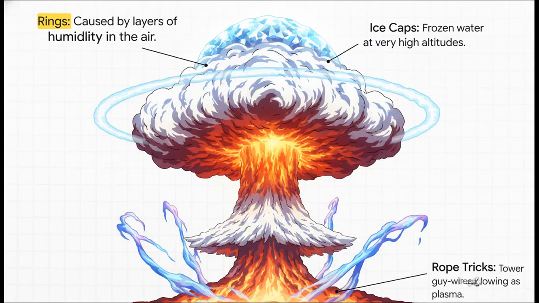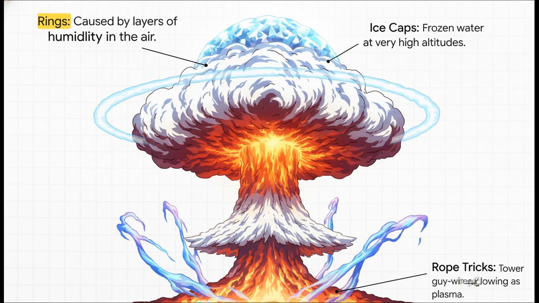And it gets even weirder, because the atmosphere itself starts creating its own bizarre special effects. You'd see these rings of vapor form in the humid air of the South Pacific. Some of the huge megaton blasts pushed moisture so high it would literally freeze into ice caps at the top of the cloud. Sometimes you'd even see these weird cone-shaped skirts or bells of condensation falling down along the stem. Oh, and my favorite? The rope tricks, where the metal guy wires holding up a test tower would instantly vaporize into glowing strands of plasma.